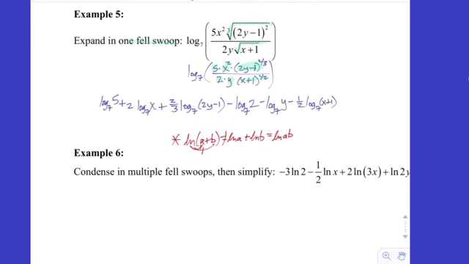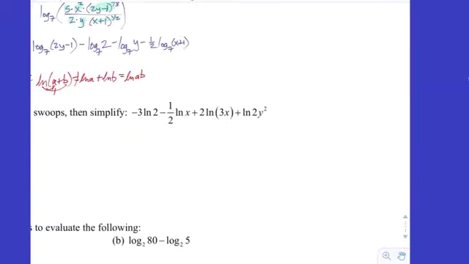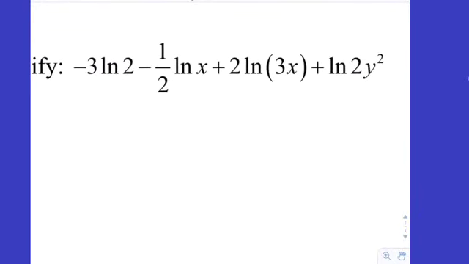All right. Let's look at example 6. We're going backwards now. It says to condense in one fell swoop. It's going to be a little bit harder to condense down in one fell swoop, especially if it's not completely expanded to begin with. All right, so let's go through and take inventory. We got 1, 2, 3, 4. I've got 4 terms. See that? 4 natural logs. So ultimately, I'm going to have a natural log out front and 4 factors.